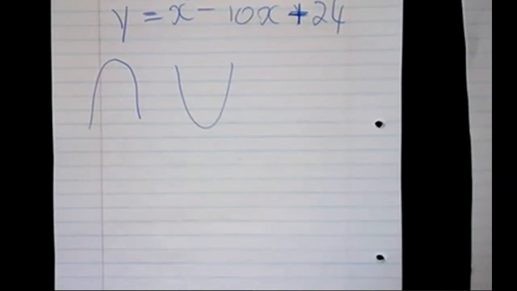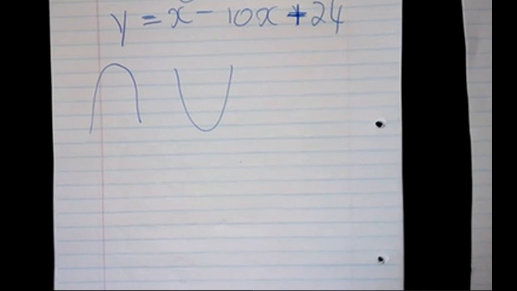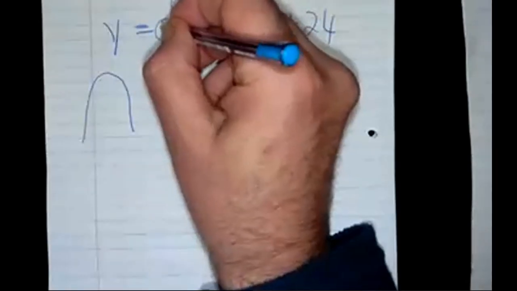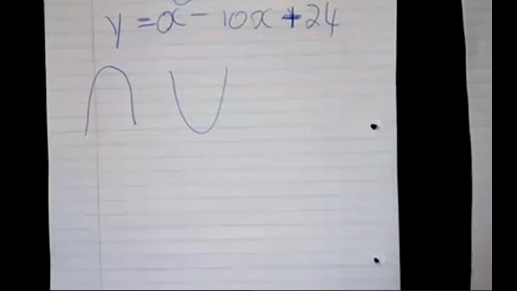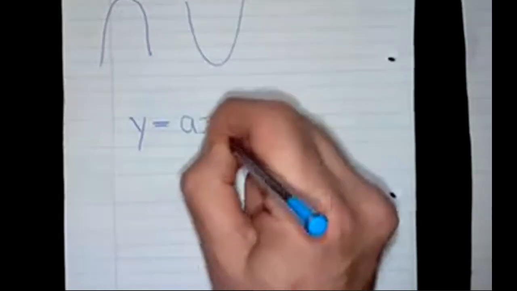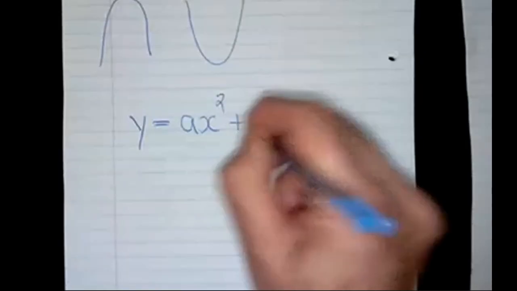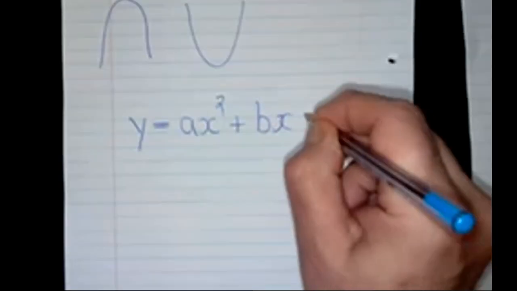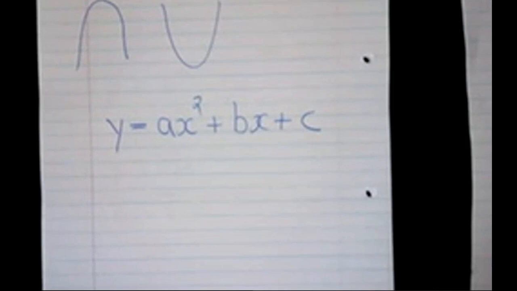So how do we know? Well, I hope you remember from grade 10 that it all depends on that sign there, which we call a, if we write it in the standard form. You remember the standard form, I hope? I'm just going to write it again, ax squared plus bx plus c. And we all say that is the standard form of a parabola.